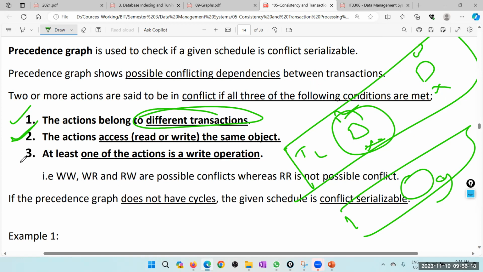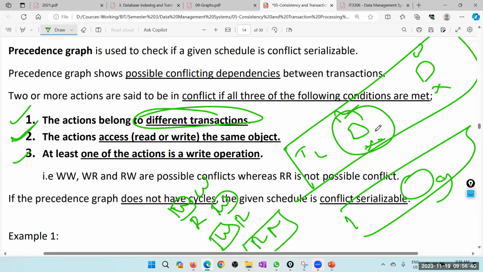And the third condition is, at least one of the operations must be a write. That means possible issues are with read-write, write-read, and write-write. Therefore, read-read is not an issue even when you have the same data and two different transactions, because both are reading. That is not an issue.